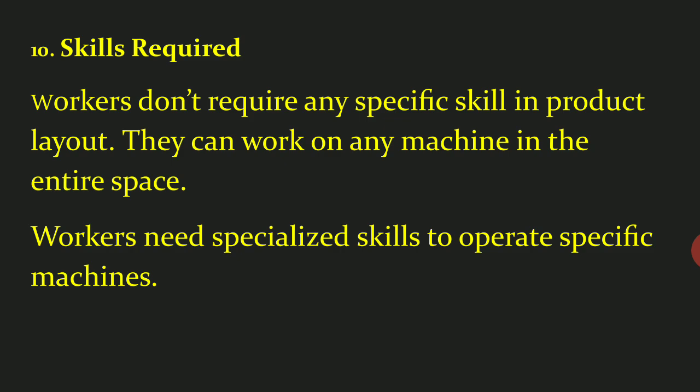Whereas in the process layout, workers need a specialized skill, because you are producing customized goods, low variety and non-standardized goods. In that sense, workers with specialized skill may be required to operate a specific function. Say if you are doing embroidery work, only the skilled worker who knows the embroidery work on textiles can perform with those machines.